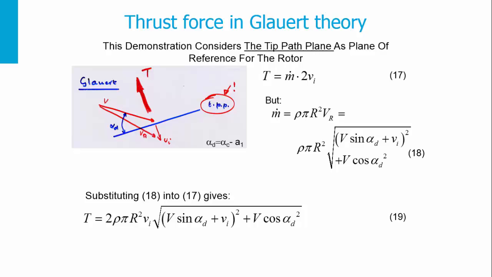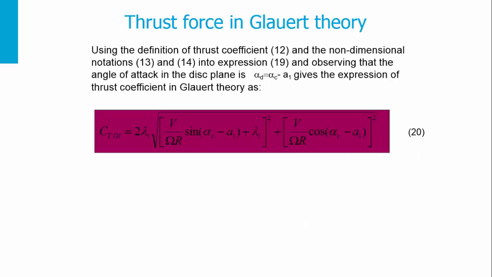Therefore, substituting 18 and 17 into 17, it gives us the thrust expression. Now, we just have to know what the disk plane angle is. Well, the disk plane angle is actually the angle of attack with respect to the control plane minus a_1, the longitudinal disk tilt.